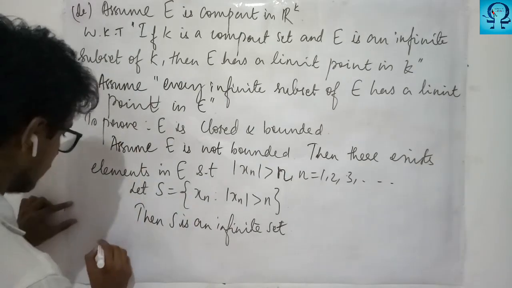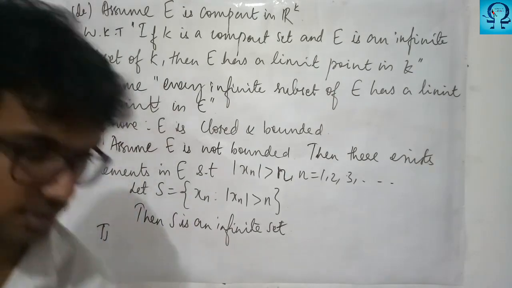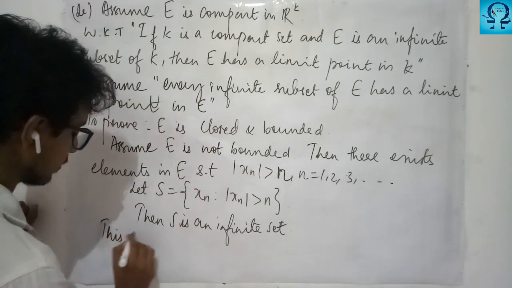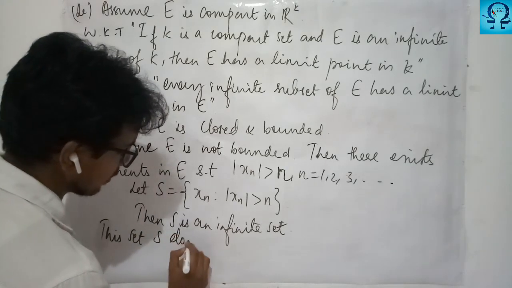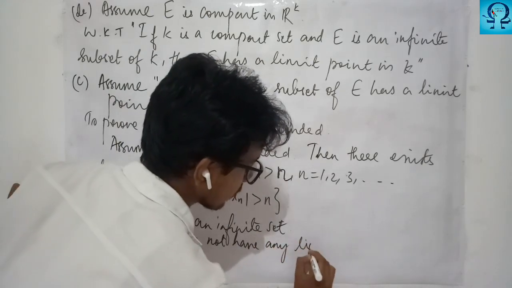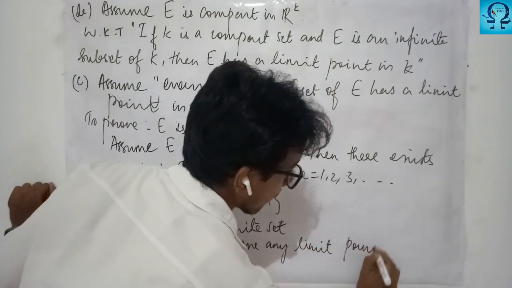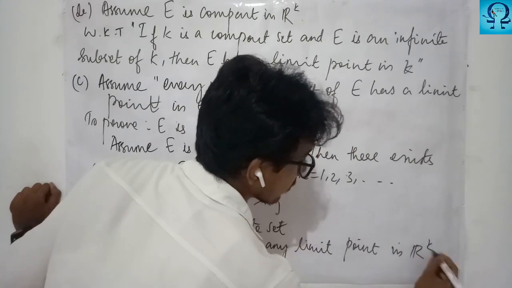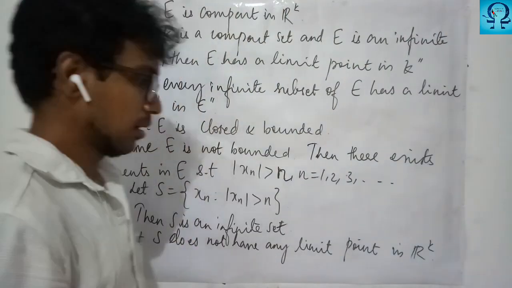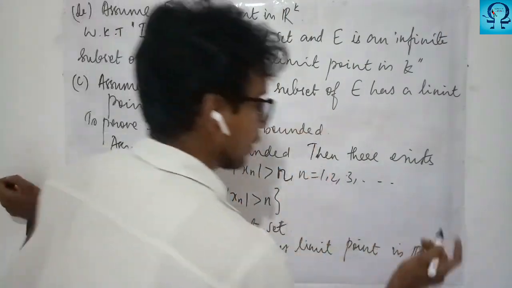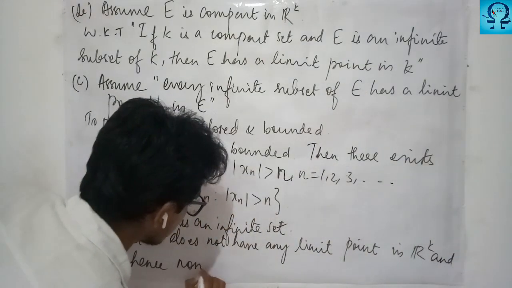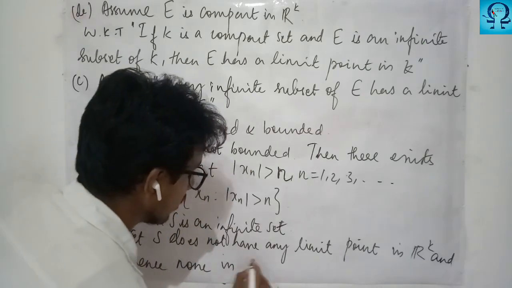Now can you find a limit point for this set? This set S does not have any limit point in Rk itself. The set is not going to have any limit point in the entire Rk. If it is not going to have any limit point in the entire Rk, then for sure it is going to have nothing in E.